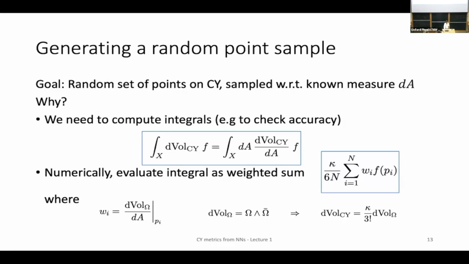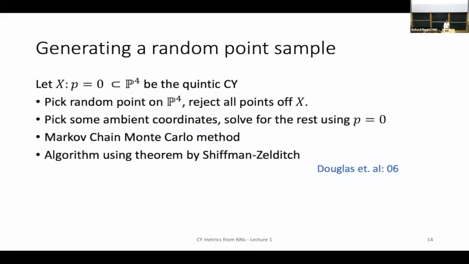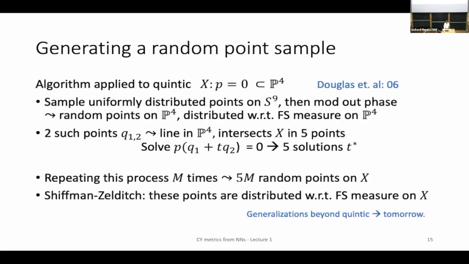So we will need to get this random set of points, and there are various ways that one could imagine doing that. We've already heard a bit about that, so I will be brief. This is the method that James described, where you pick two uniformly sampled points on your ambient space, and then you create a line between them and intersect with the Calabi-Yau. This is the standard way of sampling points, because it gives you points that are distributed with respect to the Fubini-Study metric, or the Fubini-Study measure. So this is the thing that we will use.